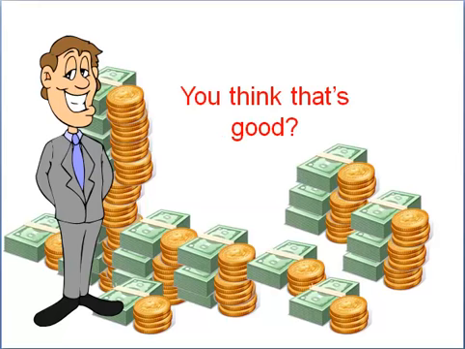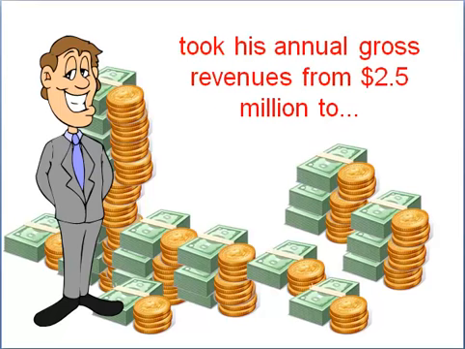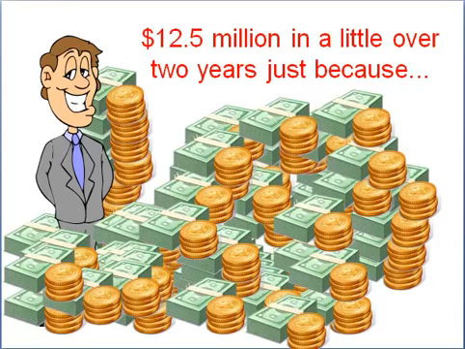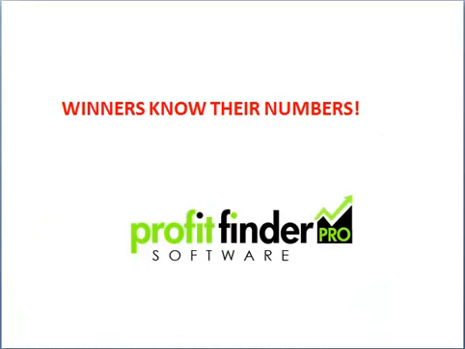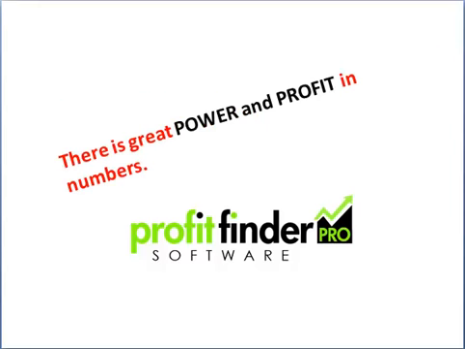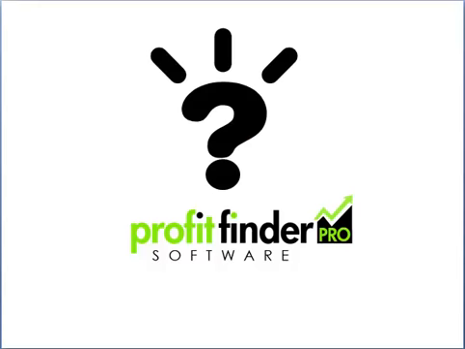So you think that's good? Well, what about the business owner who went from $2.5 million in annual gross revenues to $12.5 million in a matter of just a little over 2 years because he also had his systems in place? And that's why we say winners know their numbers, whether it's 50,000, half a million, several million, or even 10 million. It's an increase. There's great power and profit in numbers. How about you? Do you know your numbers? If not, what are you waiting for?